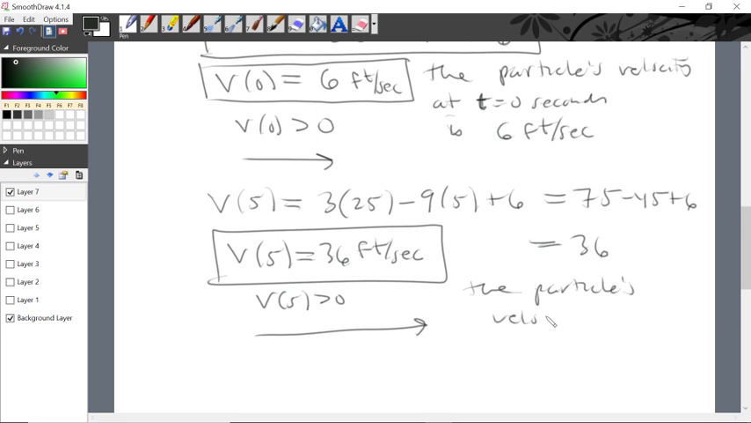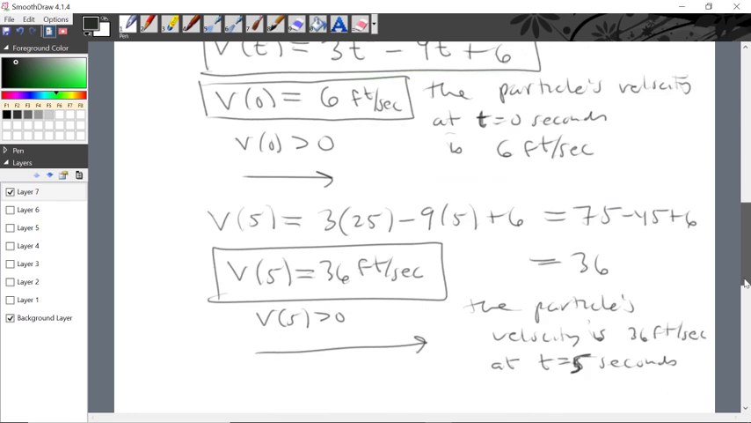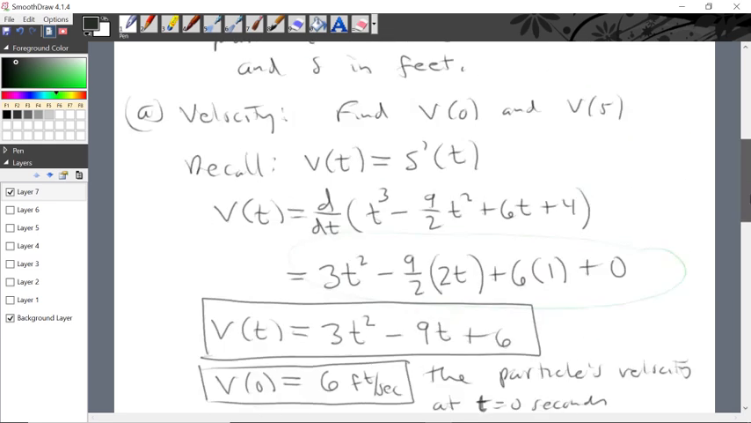So the particle's velocity is 36 feet per second at t equals 5 seconds. So it is now moving faster than it was at 0. Was it increasing in velocity the entire time? Is that what happened? How would we know? Do we think that it just continued to increase continuously along this interval from 0 to 5 seconds?